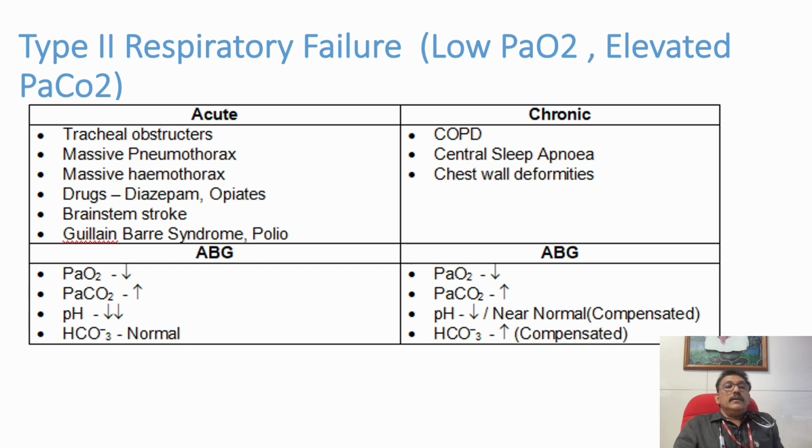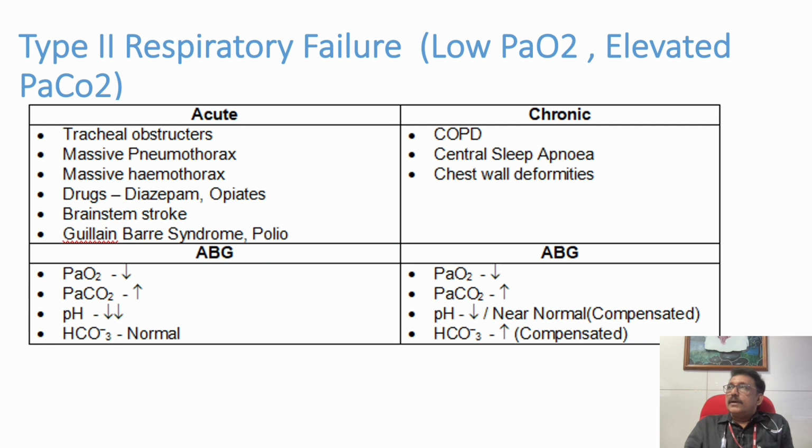Acute type 2 respiratory failure causes include tracheal obstruction, massive pneumothorax, massive hemothorax, drugs like diazepam overdose, opiate overdose, brainstem stroke, Guillain-Barré syndrome like muscle weakness, poliomyelitis, all these things. But the commonest diseases are chronic type 2 respiratory failure, that is COPD and central sleep apnea syndrome. These are the 2 important conditions which come to emergency room, like COPD with acute exacerbation, central sleep apnea syndrome, or peripheral.